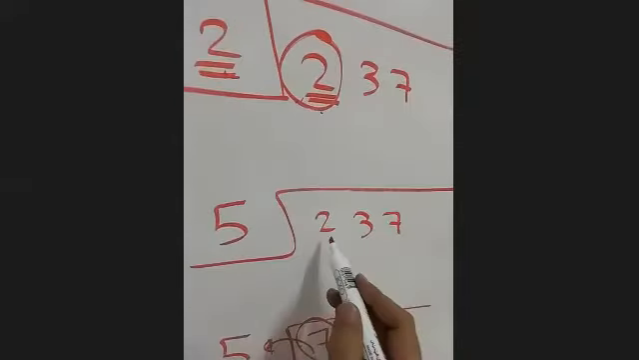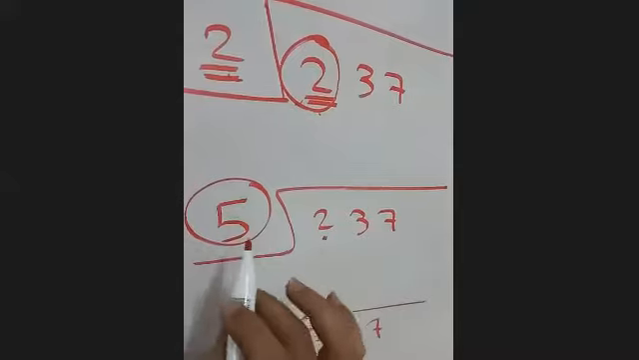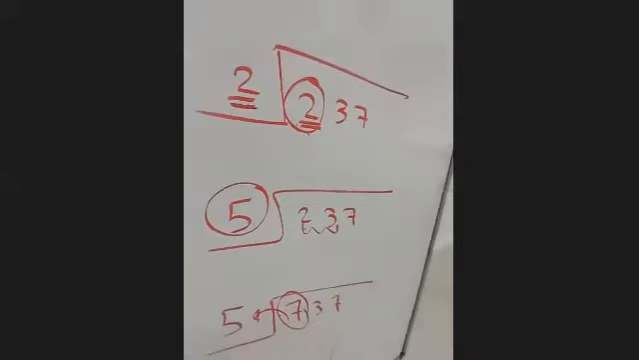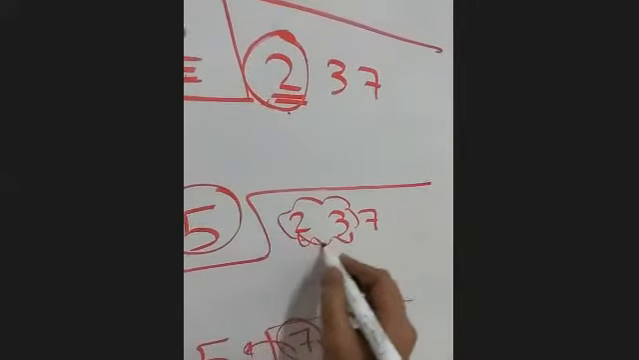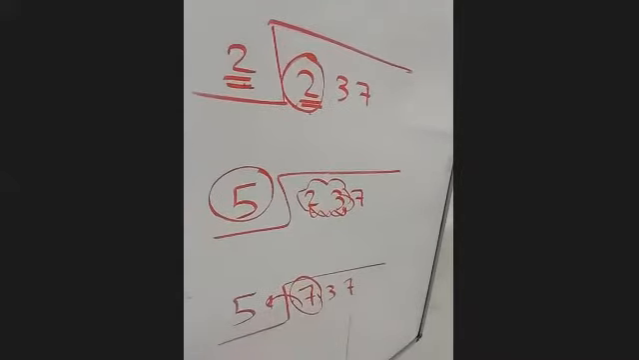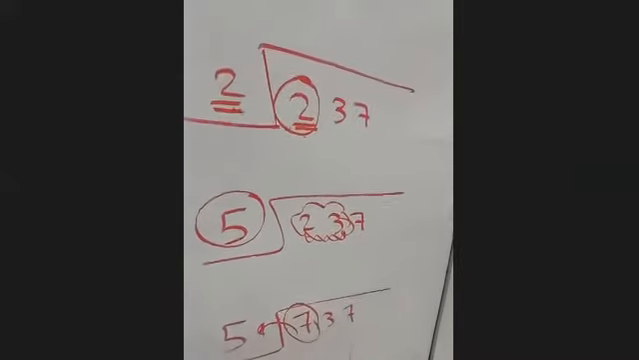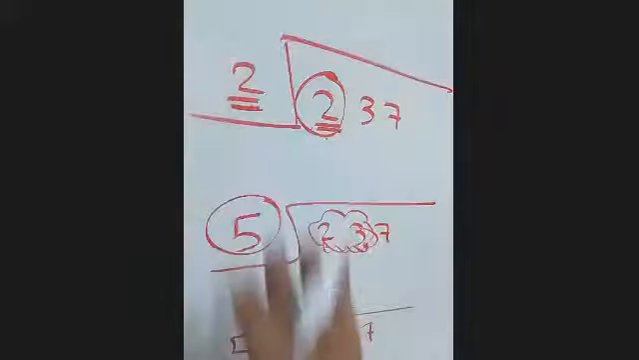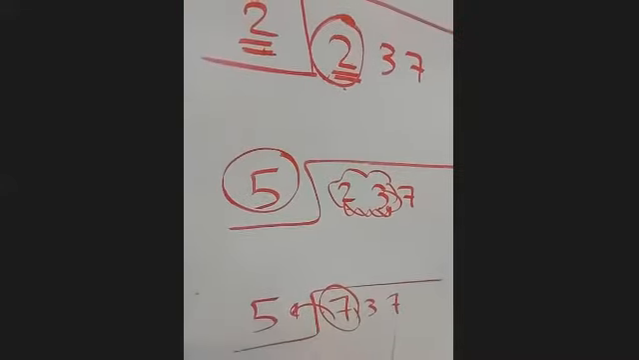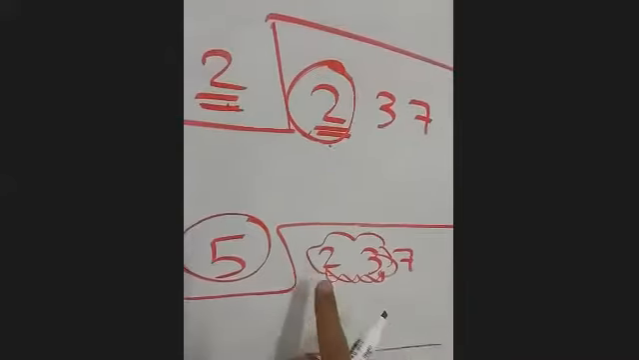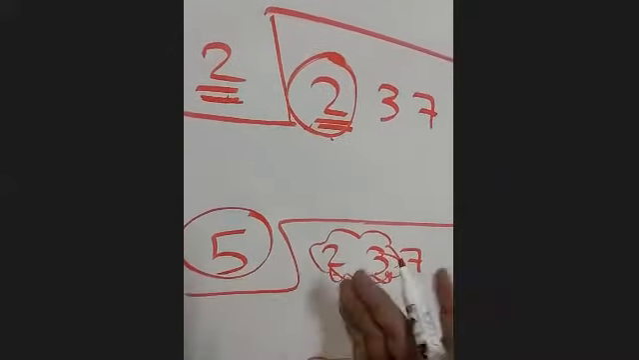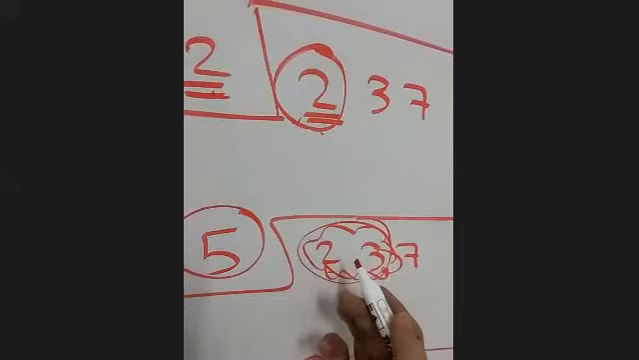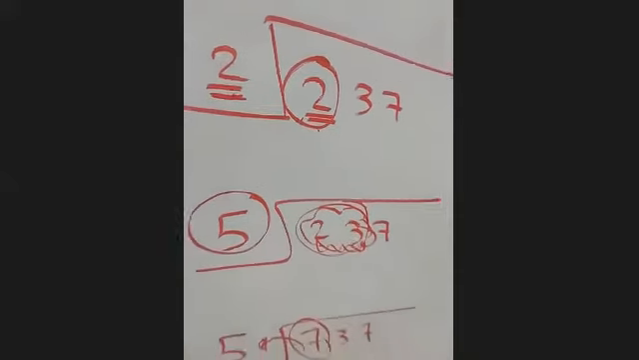But if the first digit is less than the divisor, in this case, we cannot start with the 2. We will take another number with the 2, which is the 3. So here we will start with the 23 together. So guys, the idea of this lesson is to know from which digit we will start. If they are equal, the first digit with the divisor, we start with it. If it's more, as we did in the previous lessons, we start with it. But if it's less, the 2 is less than 5, in this case, we will take another digit with it, the second digit, and we will make ones and tens, 23. So 23 is now bigger than 5, so we can start with 23 together.